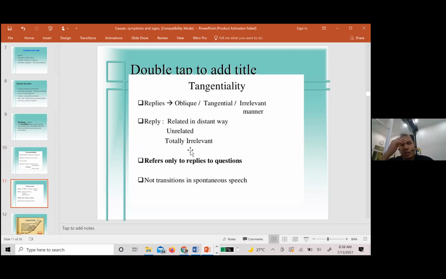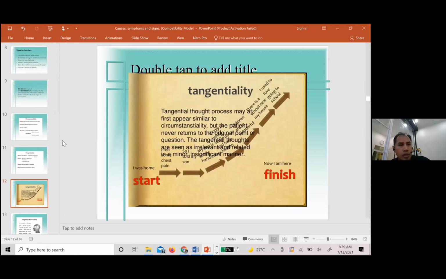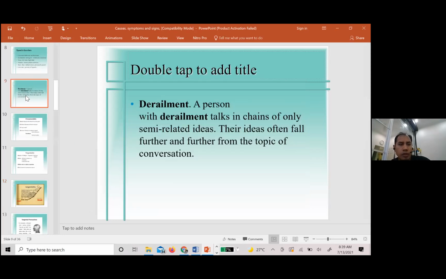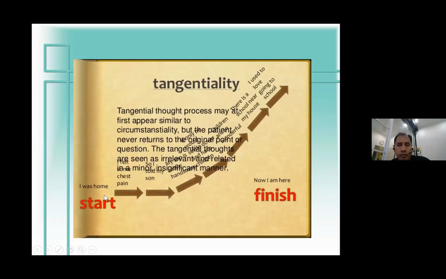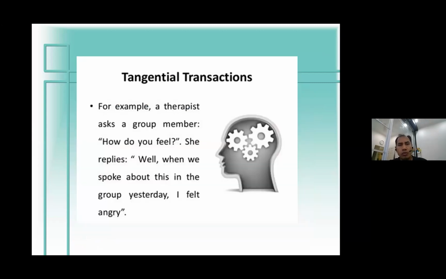We have another term, which is tangentiality. Speech seems to be tangential. Sometimes we use this word. However, if you look at the example here, you'll be referring to the derailment as well. But for tangentiality, this is the example: by right, when you start here, it should finish here. But however, it diverts. So I would say just take it as derailment. It's a kind of similarity and confusing.